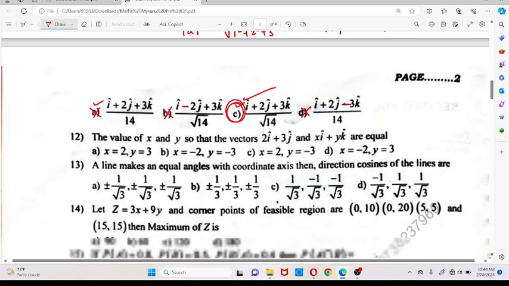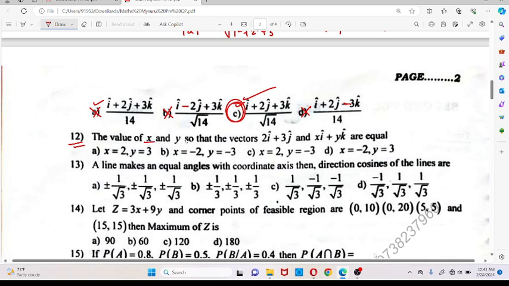We'll go through the next question, the 10th one. It is also from the same chapter, vector algebra. So it is a direct question here. The value of x and y so that the vectors 2i plus 3j and xi plus yk are equal. When two vectors are equal, suppose A vector is equal to B vector, then their corresponding I, J and K scalars are what? Equal. So if you compare that, X value must be equal to 2 and Y value must be equal to 3. That is X is equal to 2 and Y equal to 3.